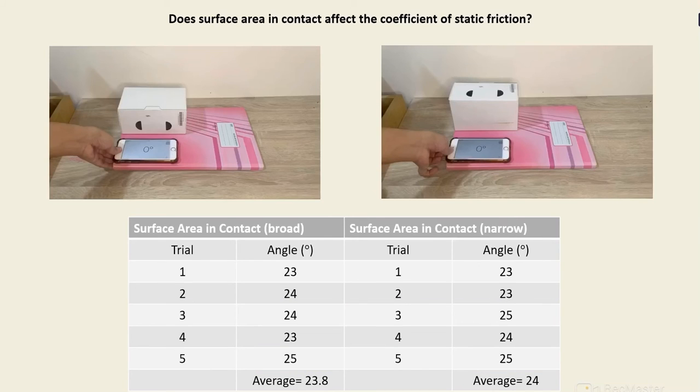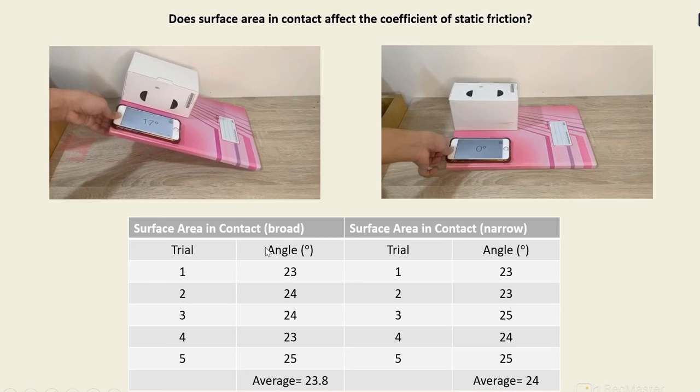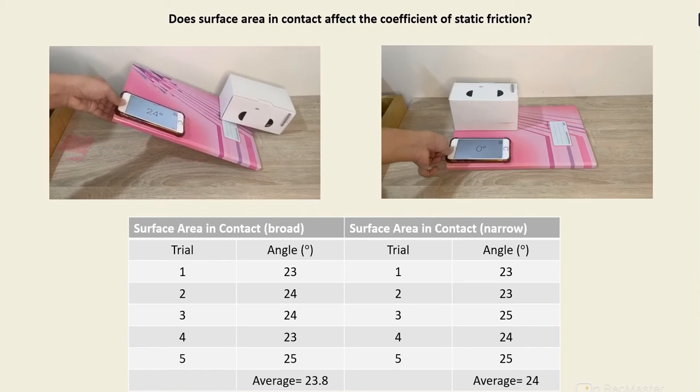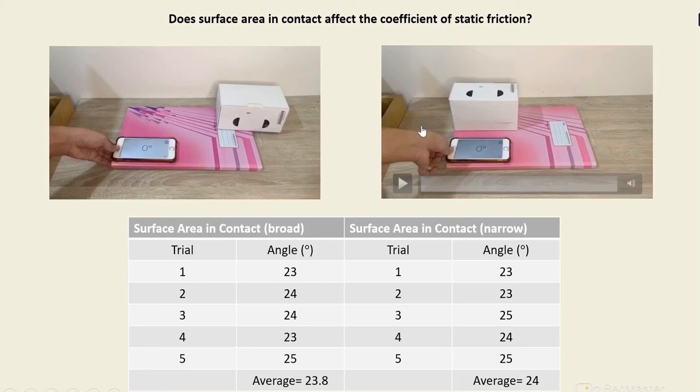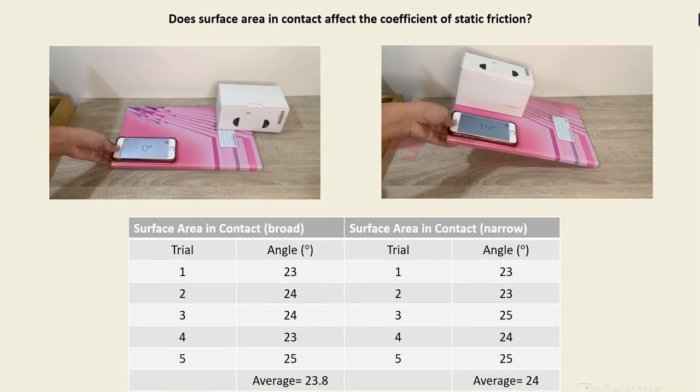Before I end this video, let's do another experiment, in which this time I'm going to see whether the coefficient of static friction is independent or dependent on the surface area of the object in contact. In this experiment, I placed a box on the same book that I used earlier. I then tilted the book to make an inclined plane and recorded the angle at which the box starts to slide. In the first clip here, the broad side is down. And in the second clip here, the narrow side is down.